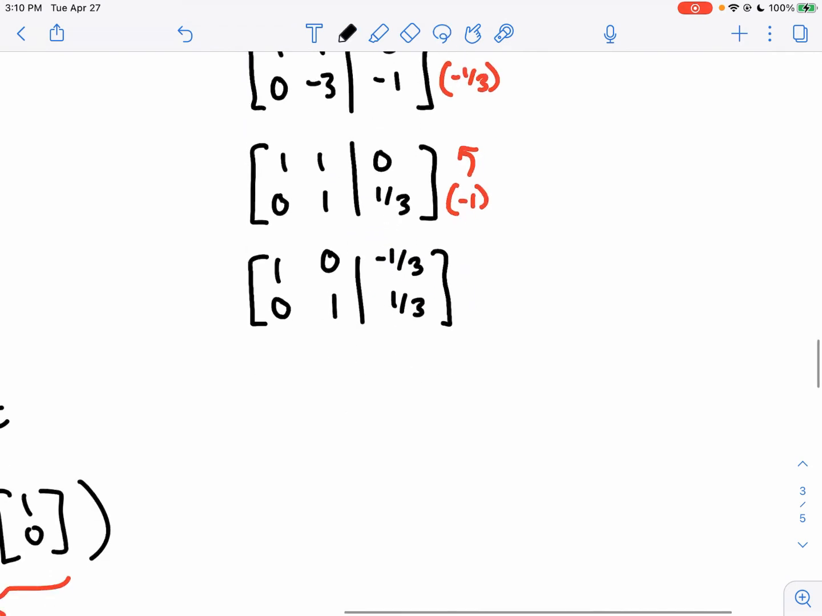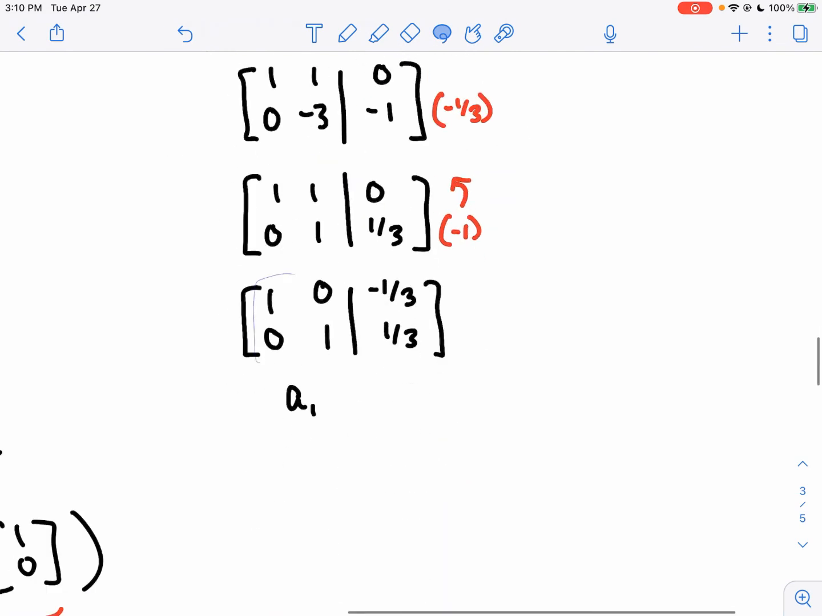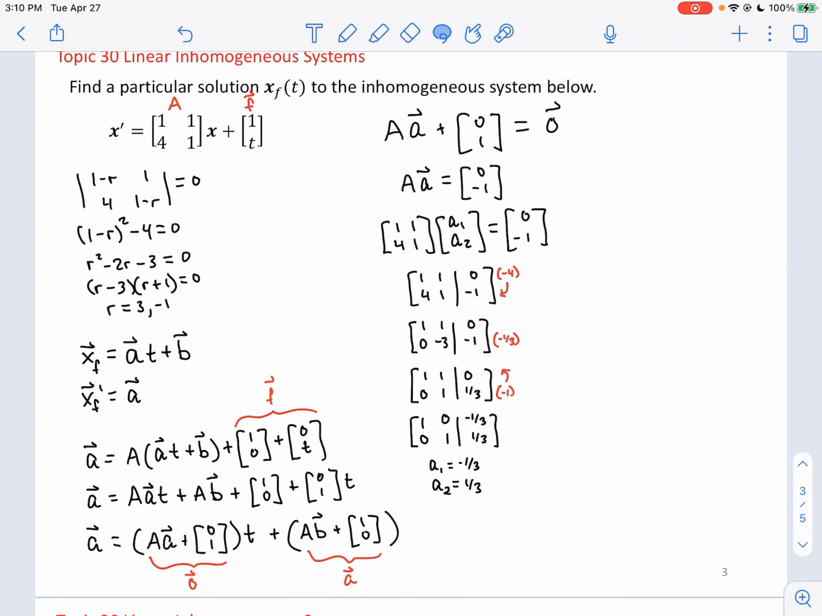And then when we translate this back into equations, remember we're looking for A1, A2 here. So this stands for the coefficients of A1, this stands for the coefficients of A2. So we get A1 is equal to -1/3, and A2 is equal to +1/3. Okay, and that allowed us to figure out what A is. Let's move that over slightly.